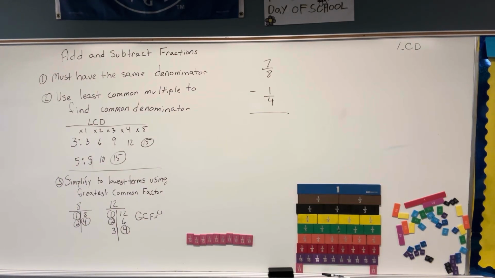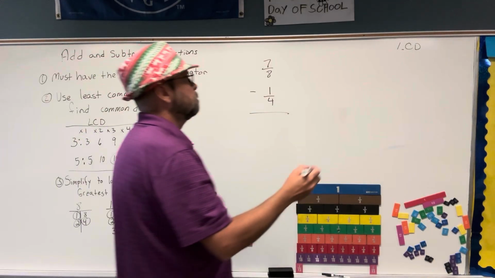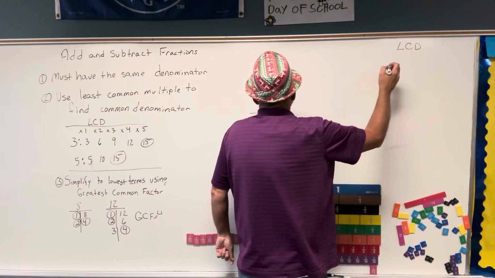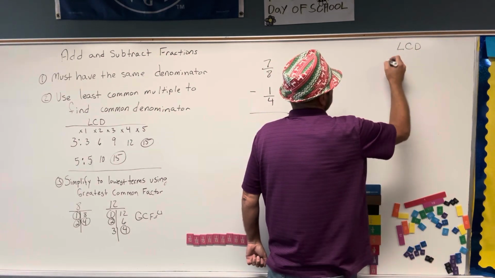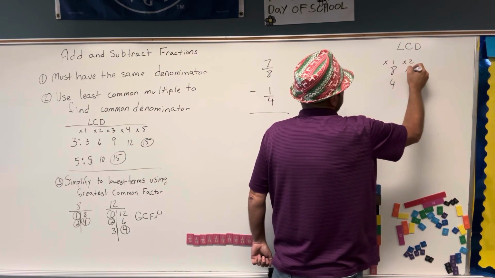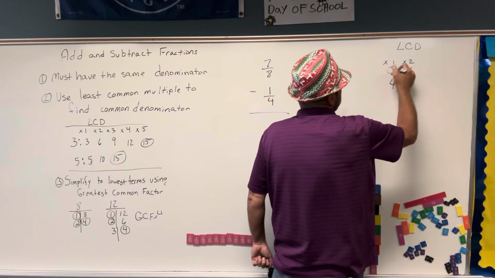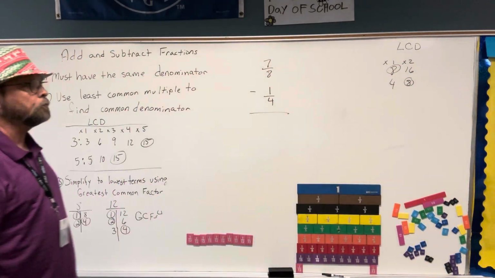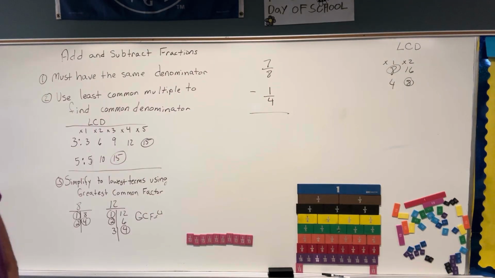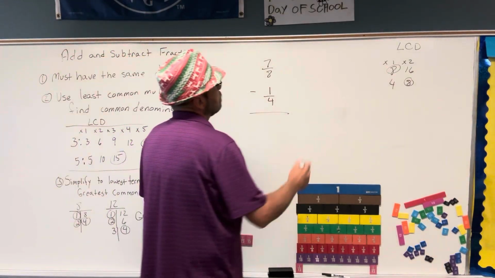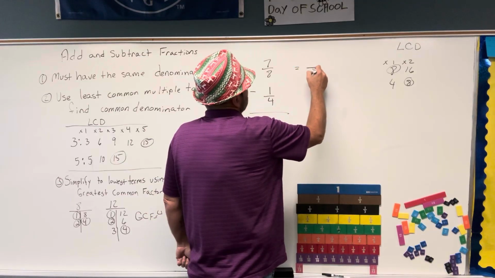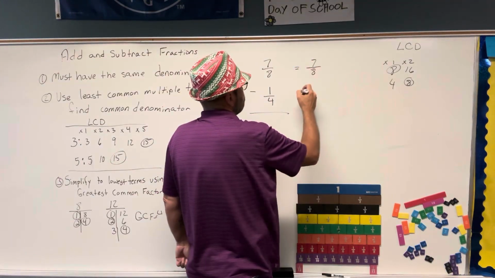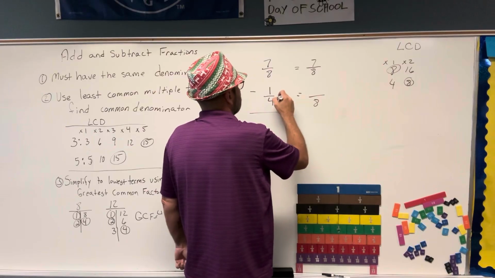7/8 minus 1/4. I cannot subtract them the way they are currently written because they don't have the same denominator. If I'm going to find my least common denominator, I can take my denominators 8 and 4, and I see that 8 is the first one that shows up in both rows. You can also use a multiplication chart for this if you have one. So I need these both to be over 8. 7/8 is already over 8. I need this to be over 8.